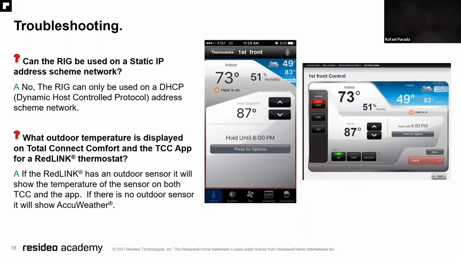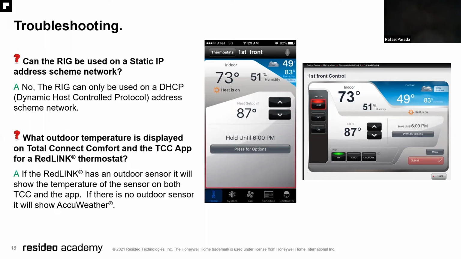Another pretty common question talking about the RIG is if it can be used on a static IP, especially when we are talking about a light commercial application. And the answer is no. The RedLINK Internet Gateway can be only used on a dynamic host control protocol. That is the most common protocol that we have on residential applications. And actually, this is true for all the connected Honeywell Resideo devices, not only for the RedLINKs, but for the Wi-Fi and the Honeywell Home connected devices as well. We want to use a dynamic host control protocol.